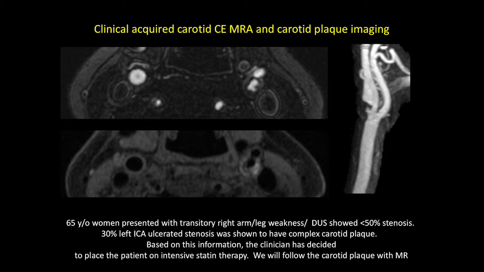My segue into the clinical why clinicians care is that now we were able to do a better job of assessing risk for the patient and the clinician. The ultrasound just said less than 50%, and he kind of would have blown that off. Knowing there's an ulceration, knowing there is hemorrhage right next to the lumen, he now considers this the likely source, and so now the patient is being treated with intensive statin therapy and antiplatelet therapy.